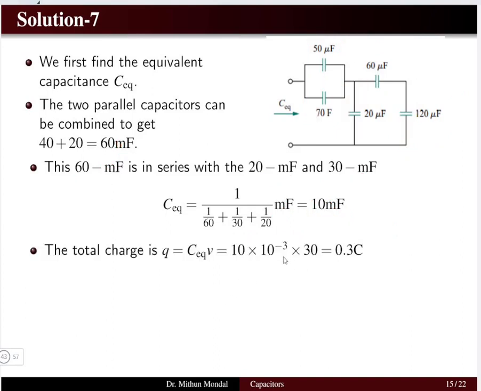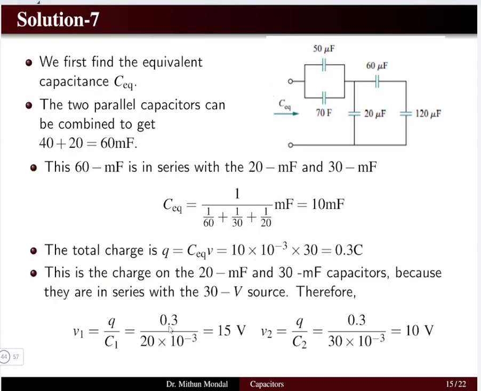Once we get the equivalent value, I can determine the total charge of the circuit. Total charge is basically C into V. So 10 millifarad or microfarad, anything we can take, because it doesn't depend upon the unit. We can change this unit anytime. So the charge is basically 0.3 coulomb, for the entire system when seen at the terminal.